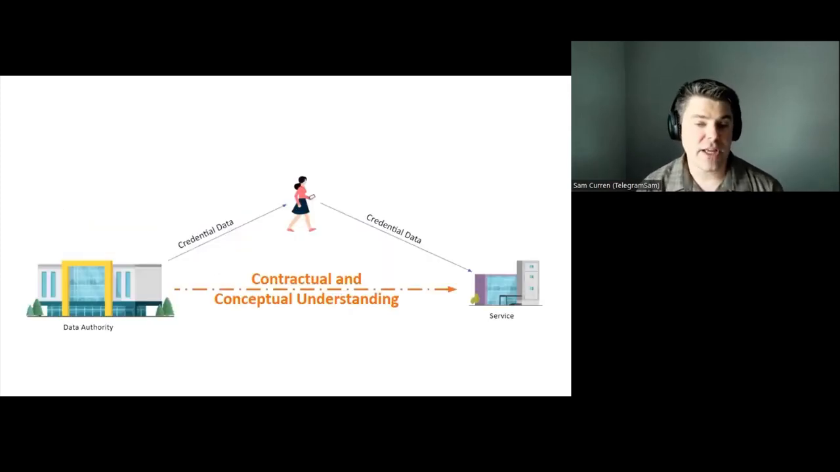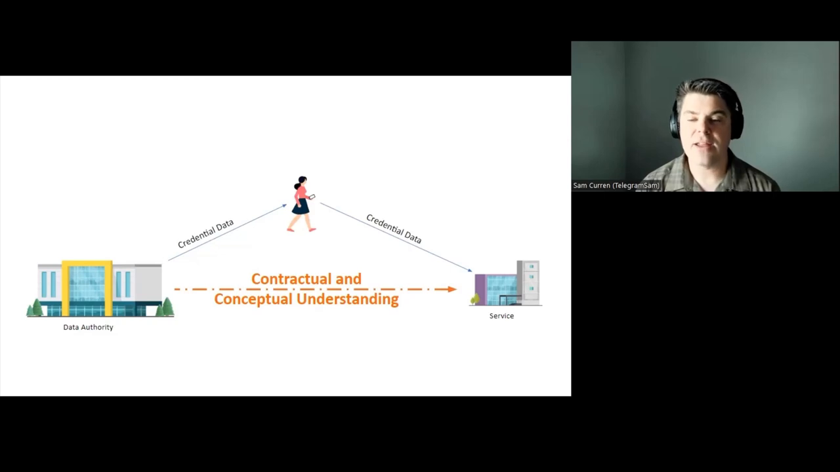In this case, there's still a data authority, and they provide that data in the form of a verifiable credential to the person, typically the subject, typically the person that the data is about. They can hold that information and then present it to a service. So we still have the three requirements here. The data needs to be authentic, meaning that the service knows where the data came from. That is solved by the use of cryptographic keys.